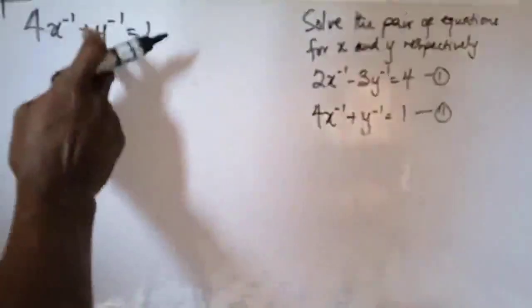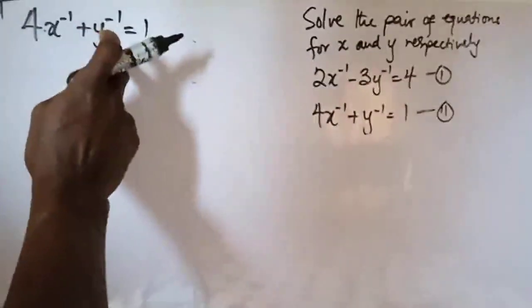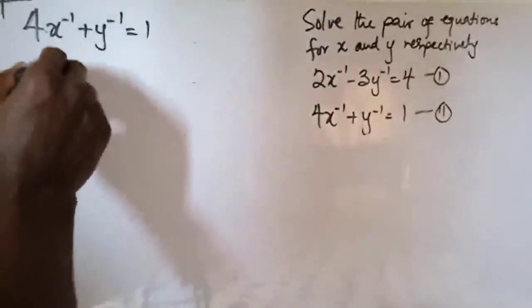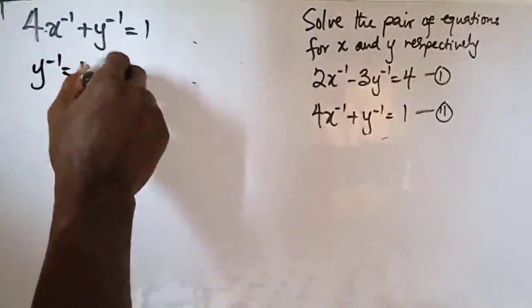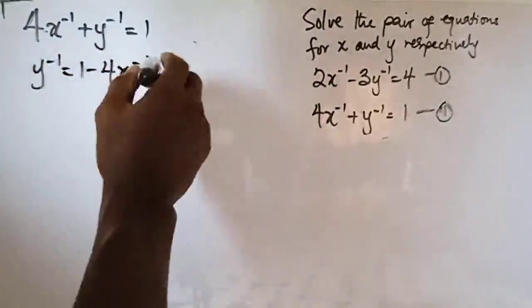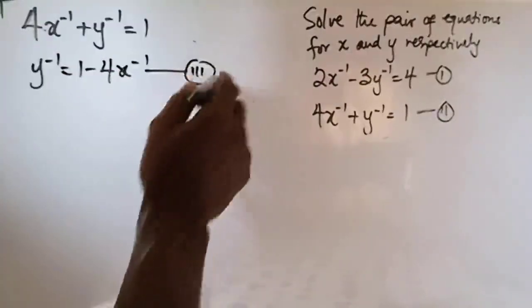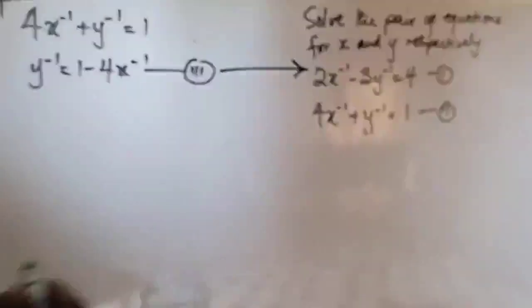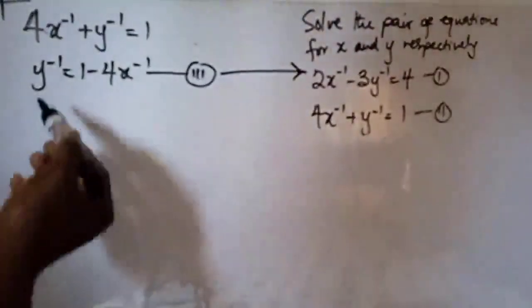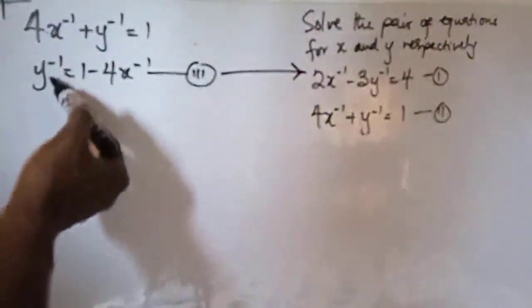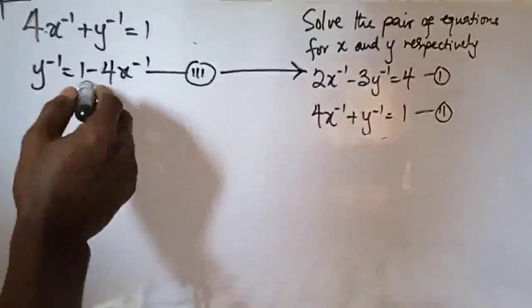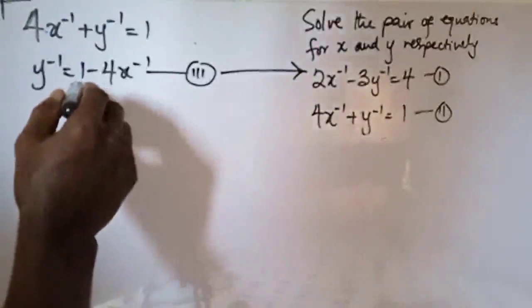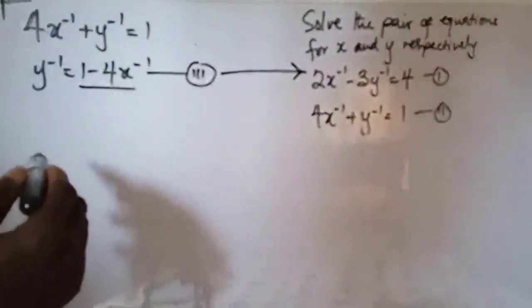Now as such, make y raised to power minus 1 the subject of formula. So here we have that y raised to power minus 1 equals 1 minus 4x raised to power minus 1. Now let's make this equation 3. Now put this into equation 1, which means wherever you see y raised to power minus 1 in equation 1, you replace it with 1 minus 4x raised to power minus 1.